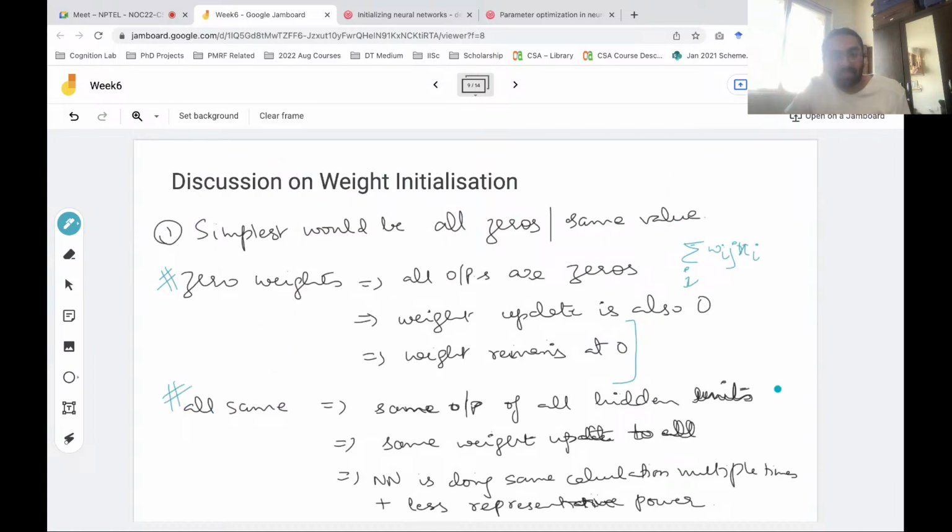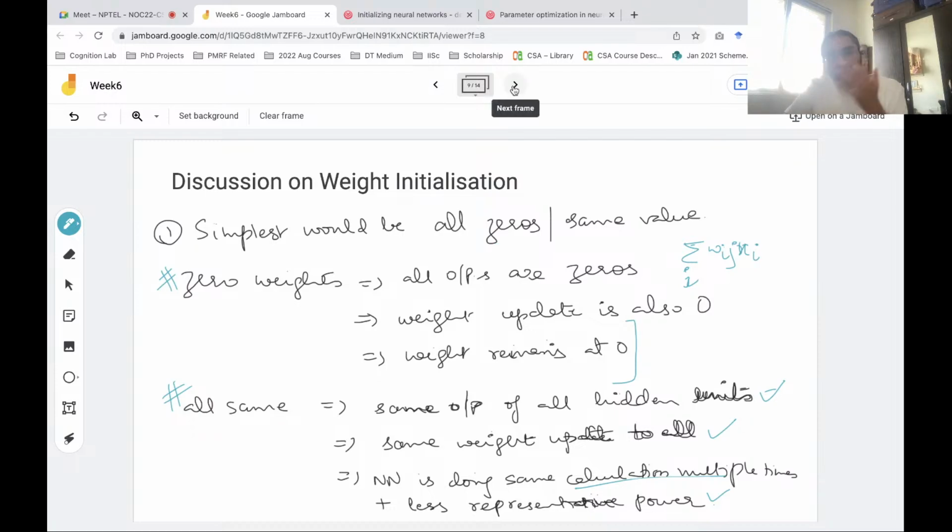You'll have the same output for all the hidden layers. You'll have the same weight update to all of them, and therefore you're just doing the same calculation over different neurons. The same thing is being computed. That's one. And the second thing is, you will have less representative power. The whole idea of a neural network is that you should be able to model any kind of complex function, but by doing this, you're limiting the power of the neural network, and you will not be able to get good results. This is the issue with initializing all weights the same.